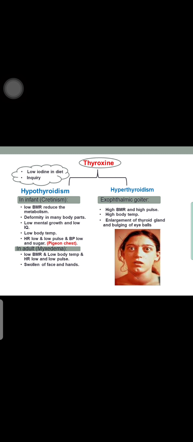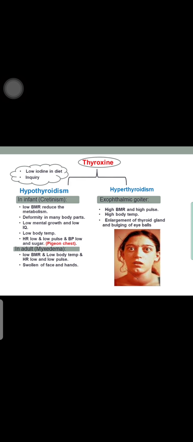Increased production of thyroxine hormone results in exophthalmic goiter. The exophthalmic goiter is a result of a high basal metabolic rate and high pulse, and results in high body temperature and fever of the patient, and enlargement of the thyroid gland, hence the name goiter, and bulging of the eyeball due to the edema under the eye, hence the name exophthalmic goiter. Exophthalmic results from the bulging of the eye, and goiter results from the enlargement of the thyroid gland.